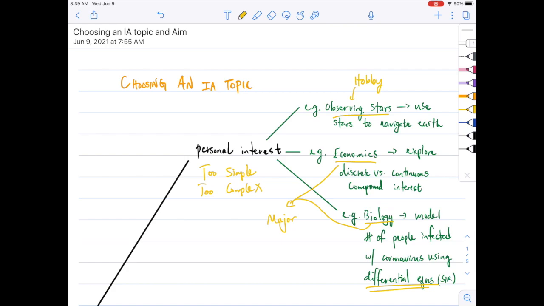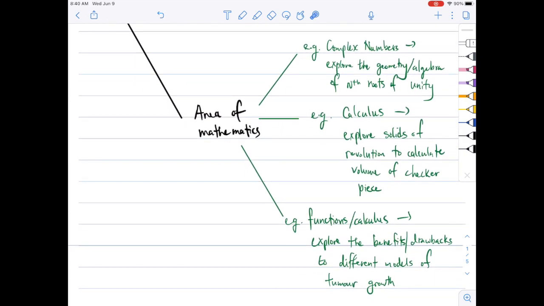So I would say, if you want to do a topic from personal interest and it happens to be right in the middle somewhere where it's not too simple, not too complicated, I would say just go with it, because whenever that happens, the IAs turn out nicely. When your personal interests align with a good mathematical topic, I find that's the sweet spot. If you have that happen to you, I would just go with it and run with it. Okay, the second is area of mathematics.